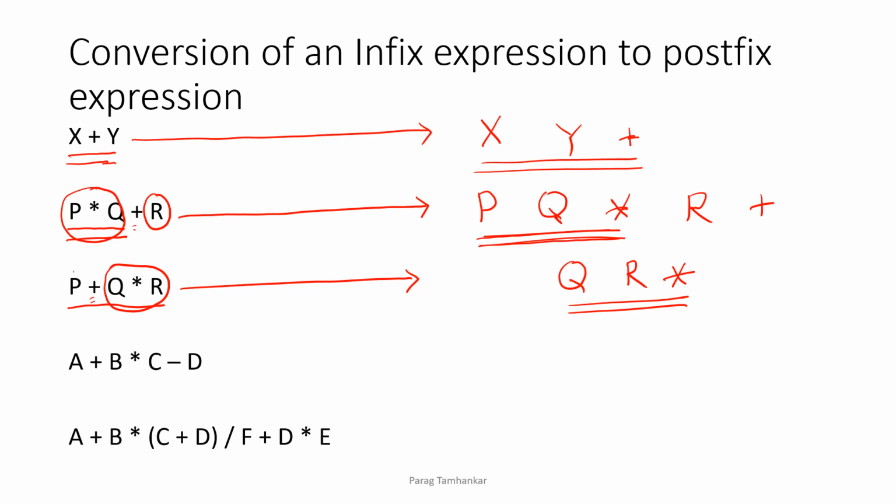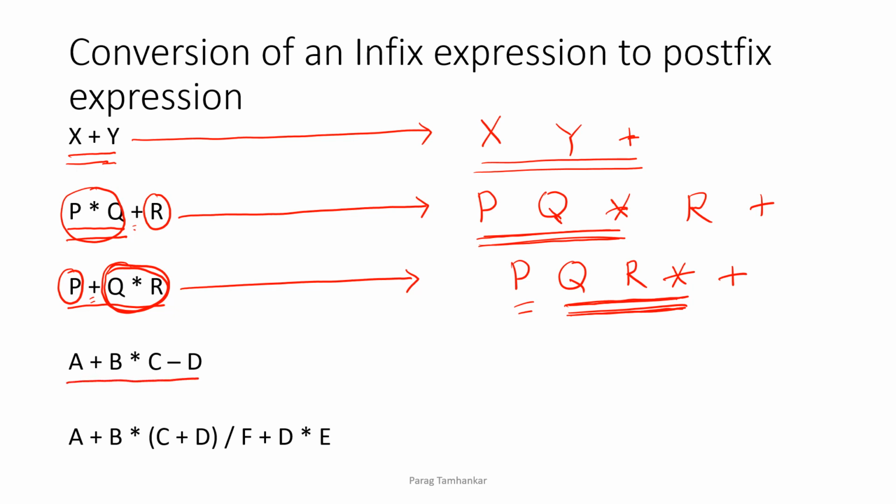For addition, the first operand is P, so I'll write that. Then the second operand happens to be Q into R, which I have already written. First I write the first operand, then the second operand, which I have written, and finally I write the operator. So this is the postfix equivalent for P plus Q into R.